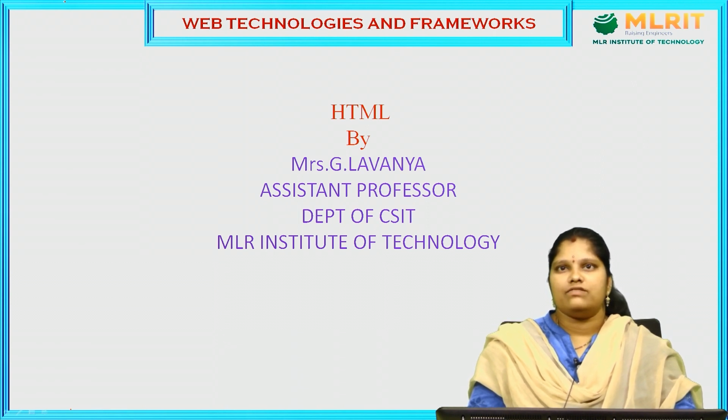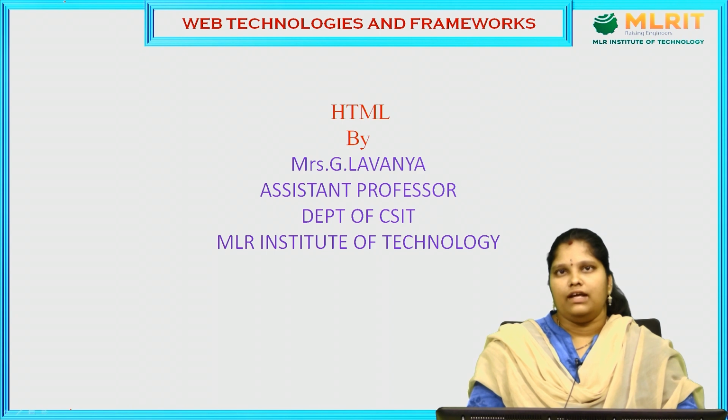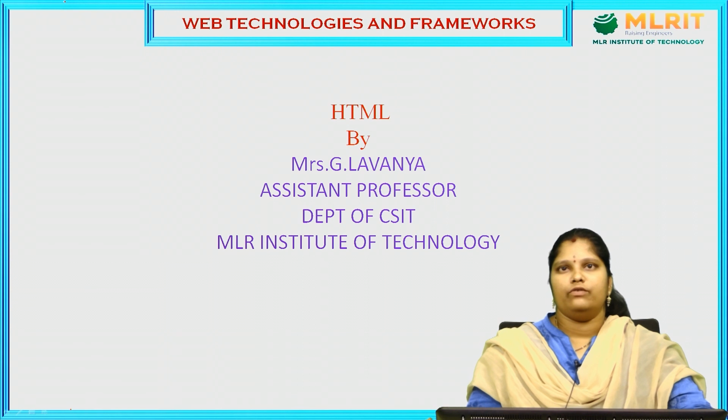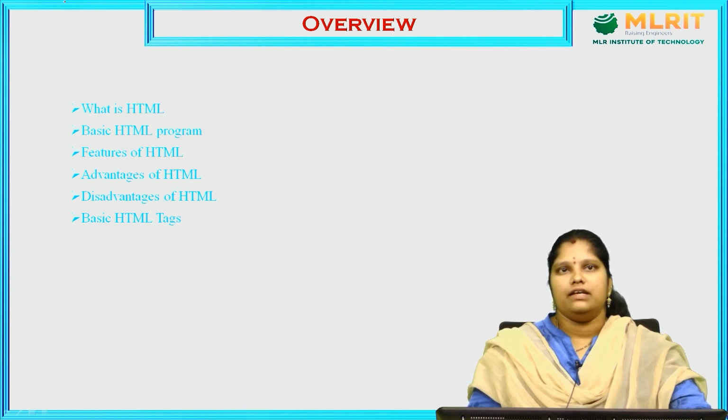In the previous class we already discussed what web technologies and frameworks are, what a website and a web browser are, and the basic HTML also. Today we'll discuss what HTML is, a basic example of HTML, and a few basic tags in HTML. The overview of today's class is: what is HTML, a basic HTML program, features of HTML, advantages and disadvantages of HTML, and the basic HTML tags. Today we will discuss all this.